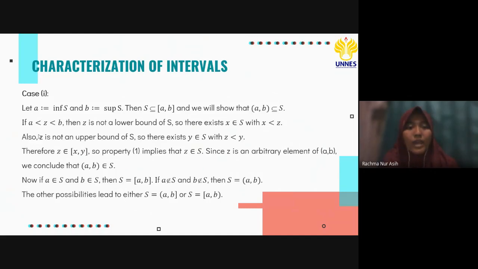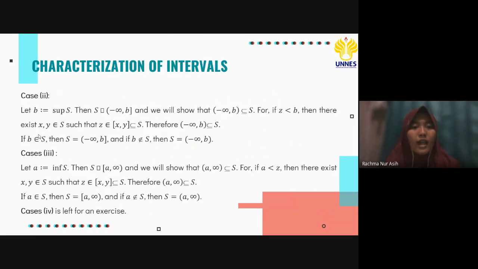Now, if a is an element of S and b is an element of S, then S is equal to the closed interval from a to b. If a is not an element of S and b is not an element of S, then S is equal to the open interval from a to b. The other possibilities lead to either S equals the half-closed interval from a to b, or S equals the half-open interval from a to b.